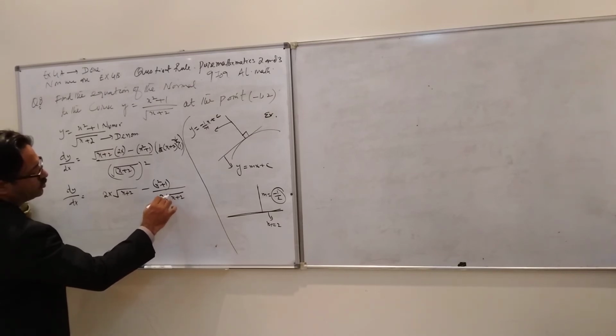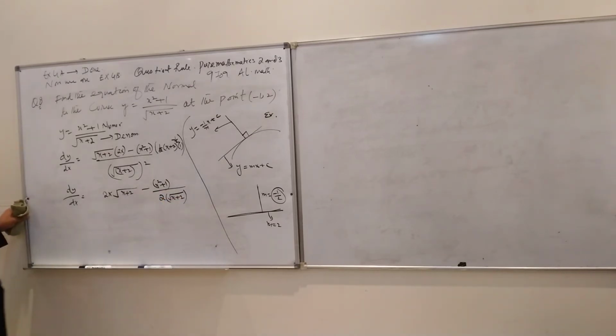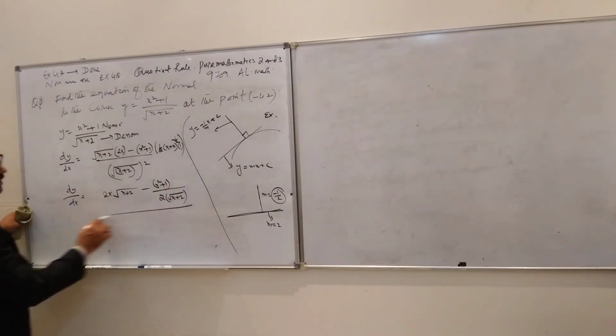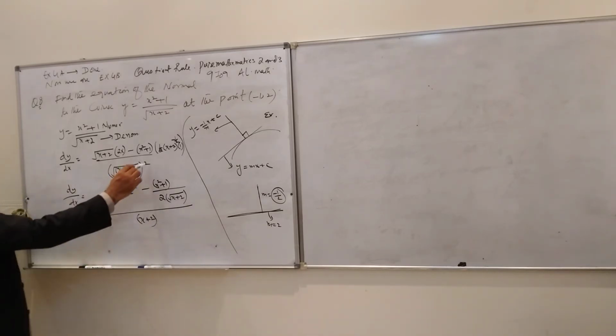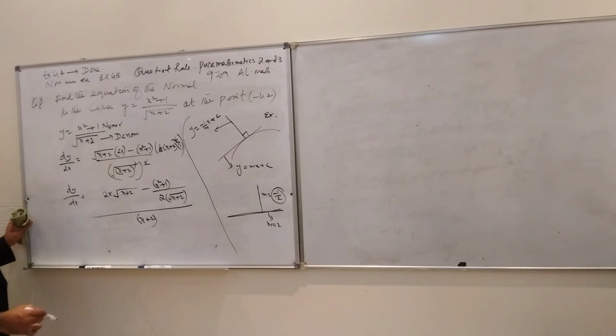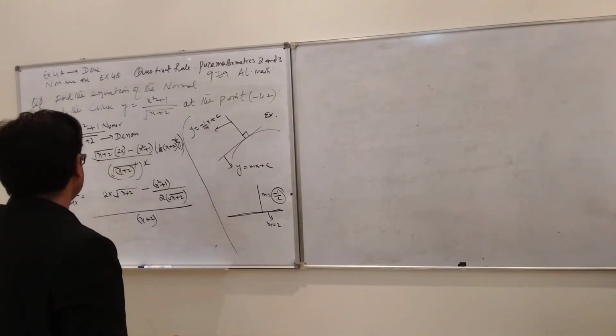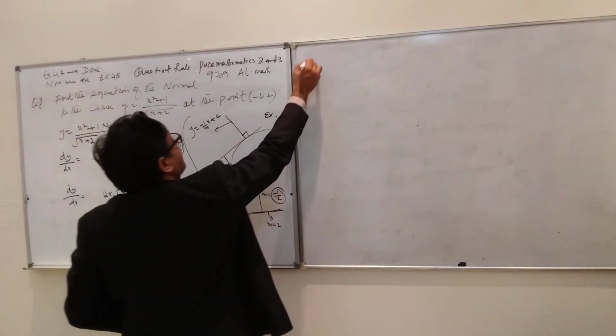That's the result. So dy/dx is 2x√(x + 2) minus (x² + 1) over 2√(x + 2), divided by (x + 2). That's because this 2 is cancelling this 2, with the radical sign. So we got this. Now let me do some more working here.